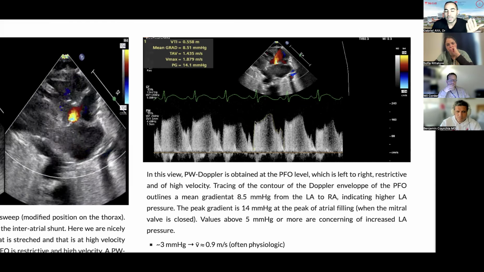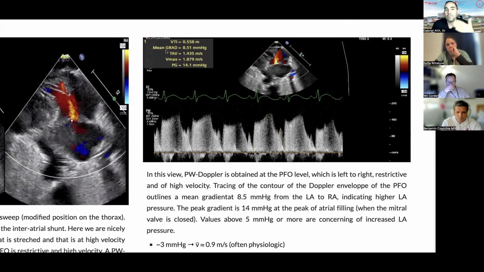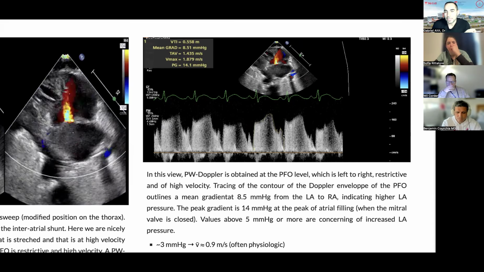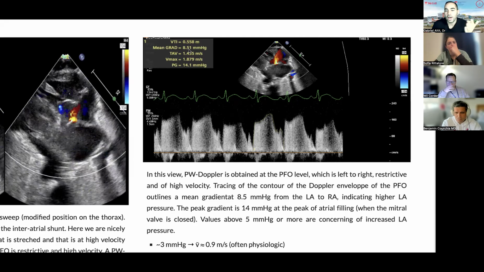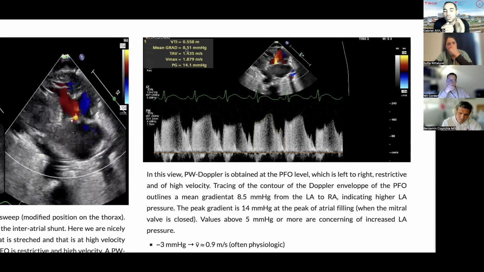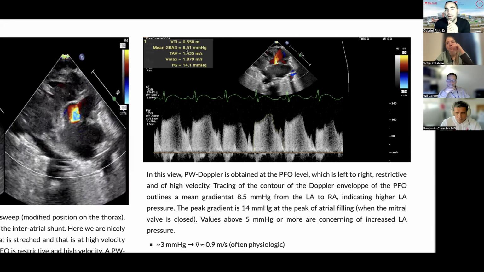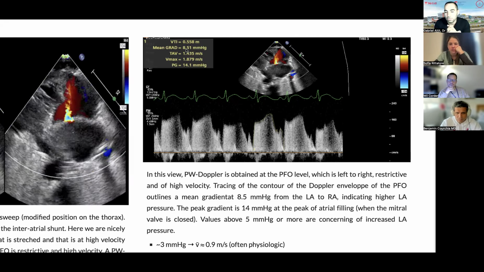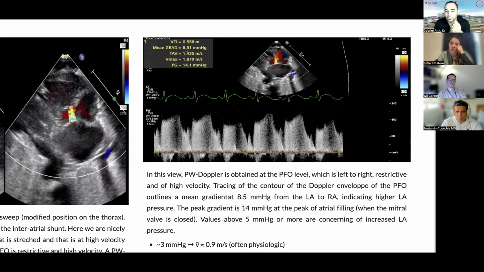And if you trace that interatrial shunt, this informs you that your mean gradient throughout your cardiac cycle, so from QRS to QRS, is about 8.5 millimeters of mercury. And so if you assume that your RA pressure is normal, which is around 3 to 5, it tells you that on average, you have about 10 to 12 millimeters of mercury in your LA pressure, which is higher than what we would expect.